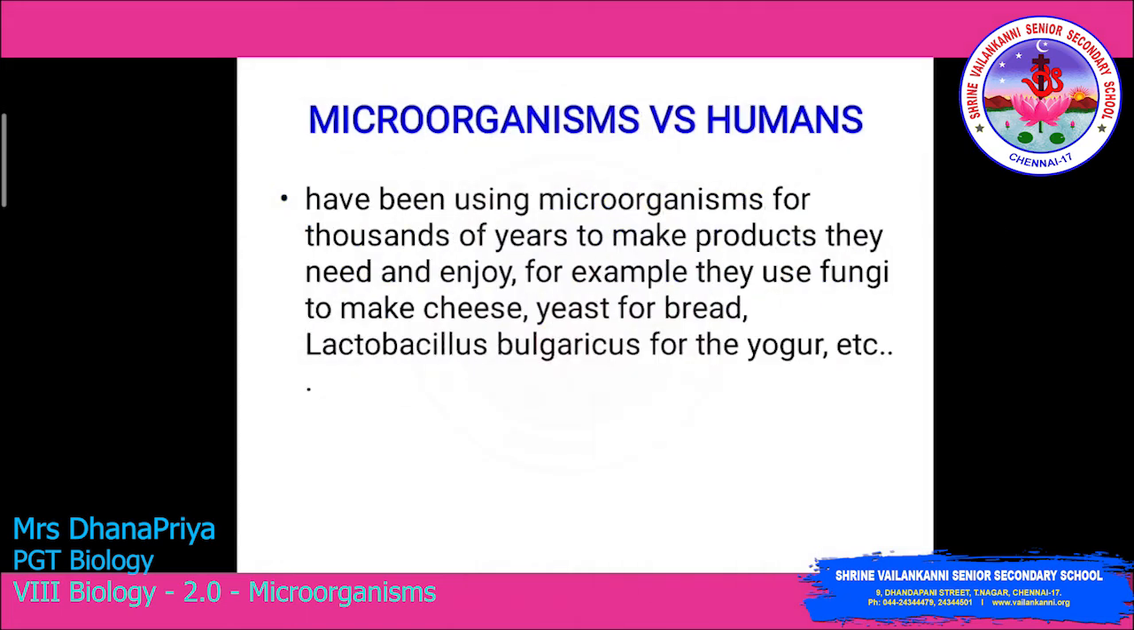Humans have been using microorganisms for thousands of years to make products that they need and enjoy. For example, they can use fungi to make cheese, yeast for bread, Lactobacillus bulgaricus for yogurt, etc. So here you can see there is a close connection between microbes and humans. Experts believe that about half of all human DNA originated from viruses that infected and embedded their nucleic acid in our ancestors' egg and sperm cells. Microbes occupy all our body surfaces, including the skin, gut and mucous membranes.